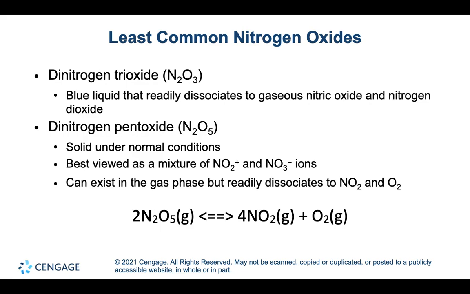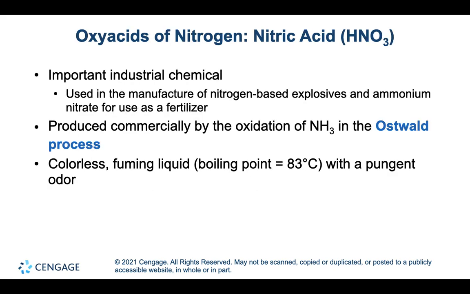Dinitrogen trioxide, that's another form of nitrogen oxide. Dinitrogen pentoxide, so we see nitrogen and oxygen forming a lot of different molecules and ions. NO2 plus, NO3 minus, NO2 minus. We've got a lot of different nitrogen-oxygen possibilities. Nitrogen and oxygen form many different compounds together, some of which are acidic.